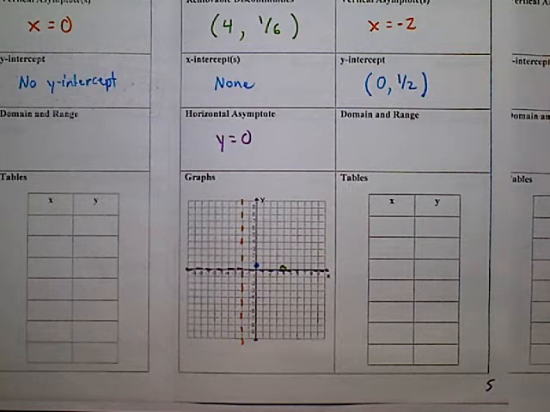And that is how you find the horizontal asymptotes of rational functions.